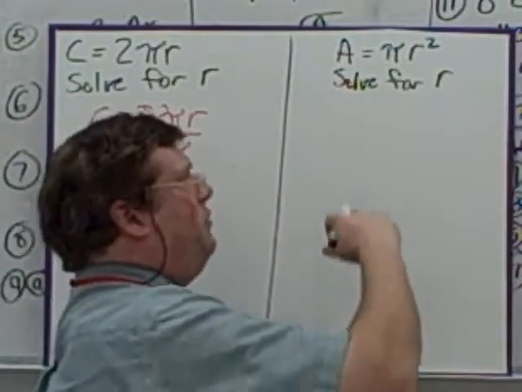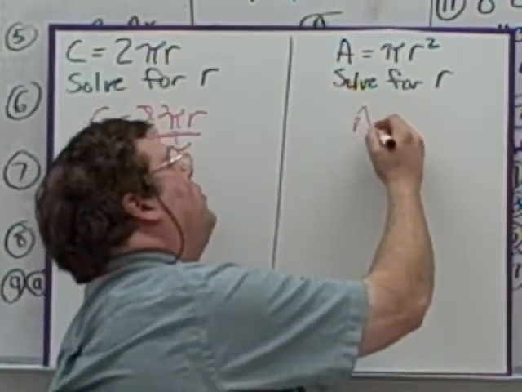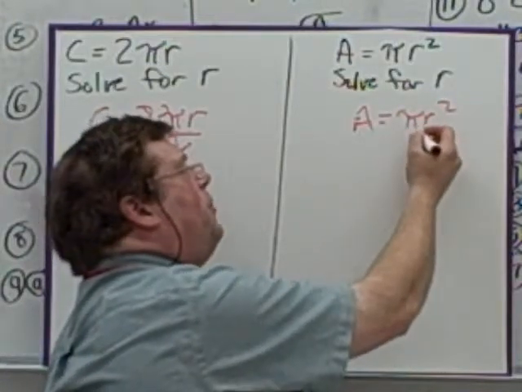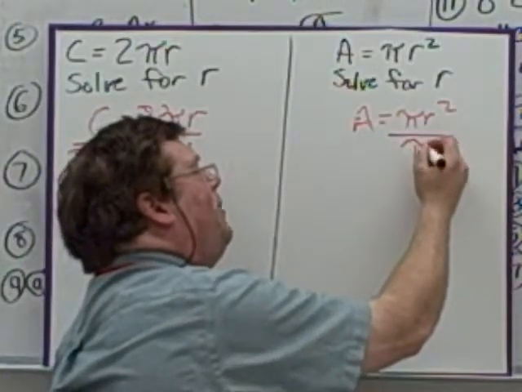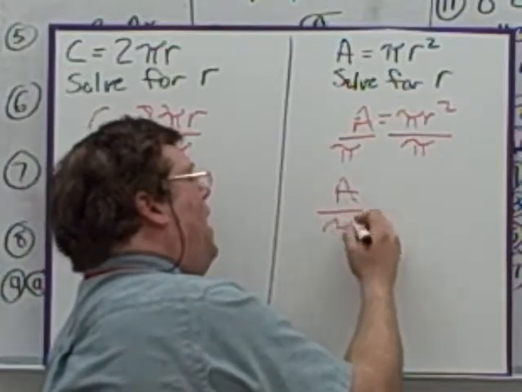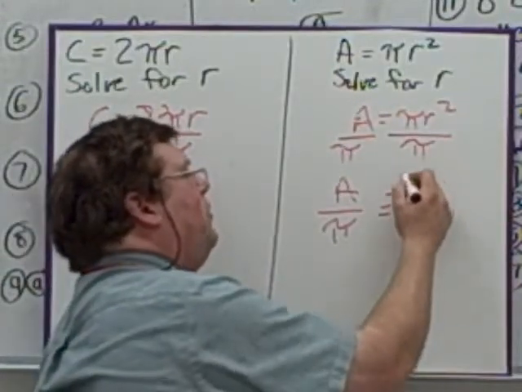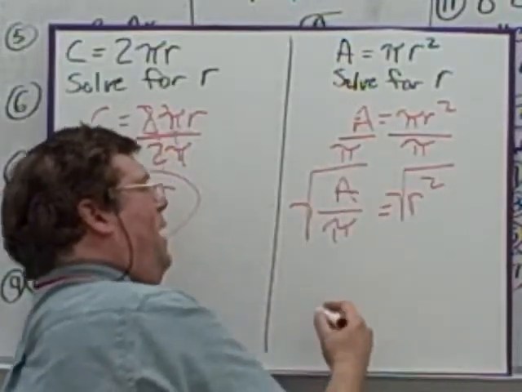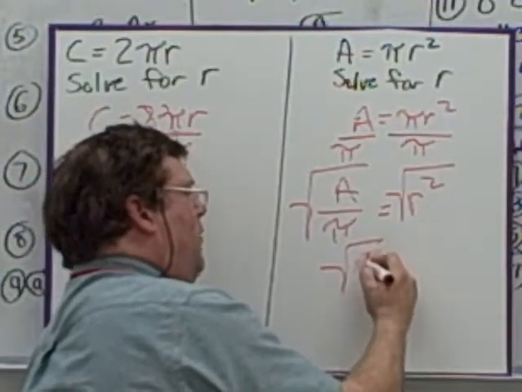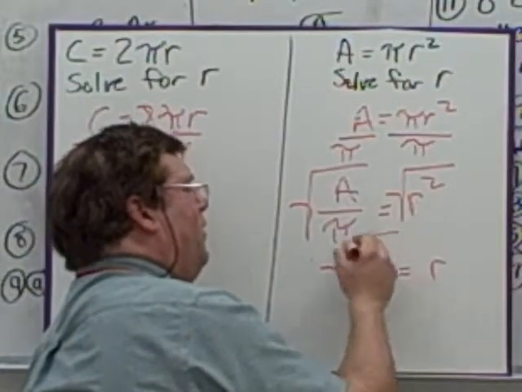Area of a circle is pi r squared. This time we're asked to solve for r. So we start off with a equals pi r squared. We're multiplying by pi, we need to divide by pi to get rid of it. That gives me a over pi is equal to r squared. Again, we have to do the square root to get rid of a square. So we end up with the square root of a over pi is equal to the radius.